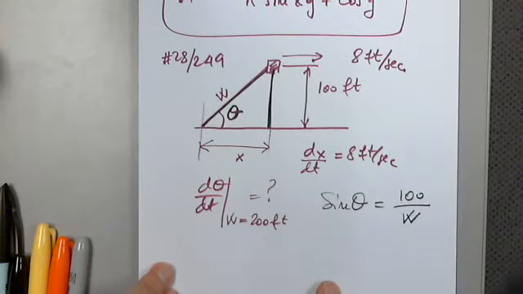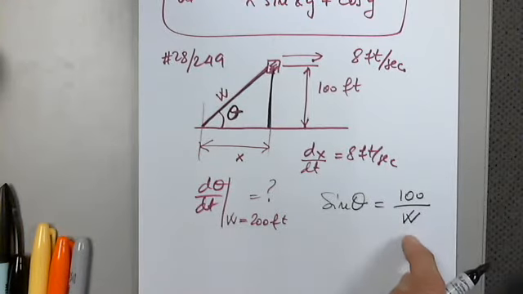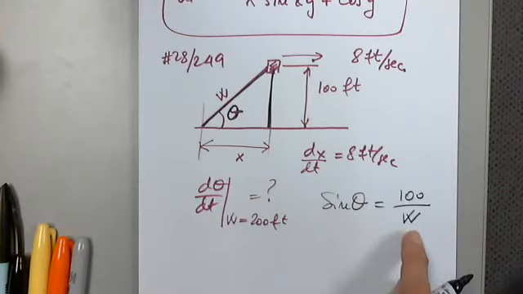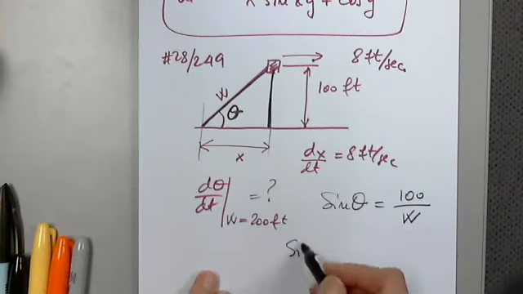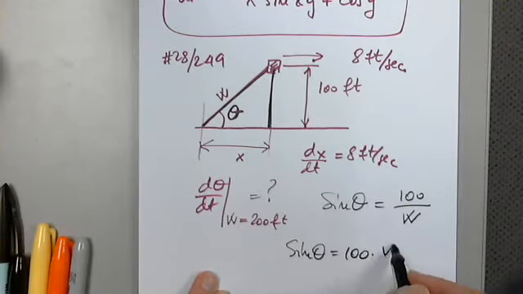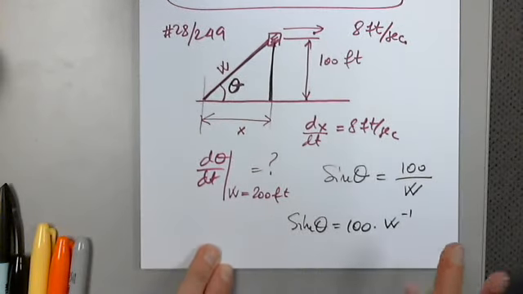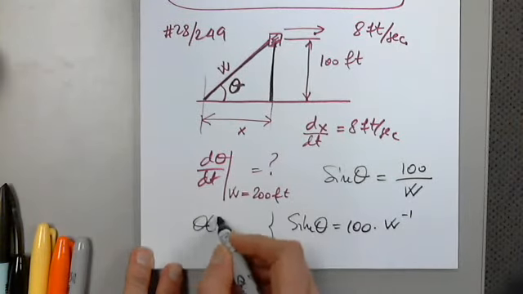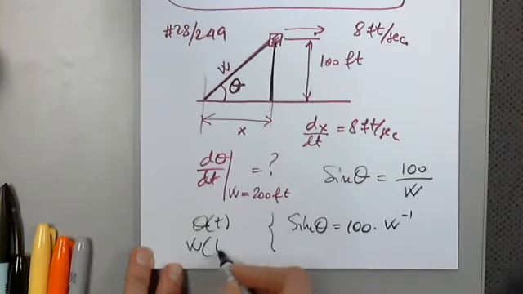So far, so good? Okay. Now, I do not know anything about W other than that W is a function of time. So if I solve this equation for W, because that's actually, I want theta. So regardless of what I do, I can write sine theta equals 100 times W to the -1. And here I have two functions. I have theta, which is a function of time, and I have W, which is a function of time.